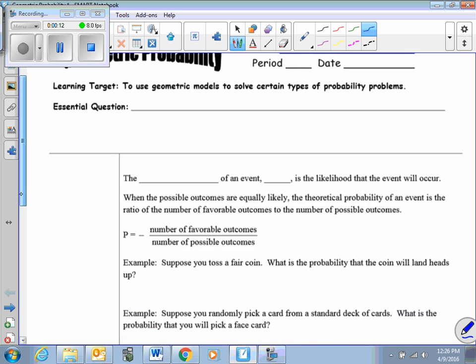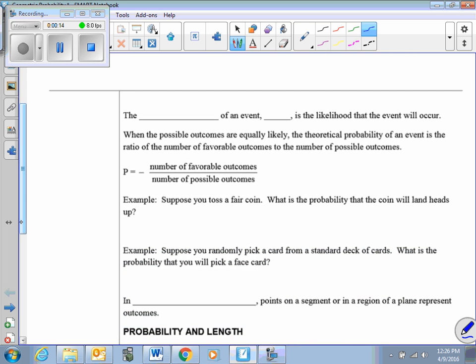Your learning target is to use geometric models to solve certain types of probability problems. Okay, we're all familiar with probability. Something like, what's the probability that if you toss a coin you'll get a heads? We're going to look at that in a second. But what exactly is probability?